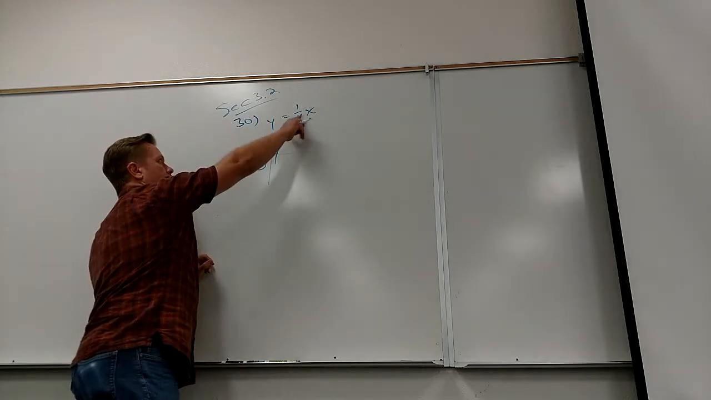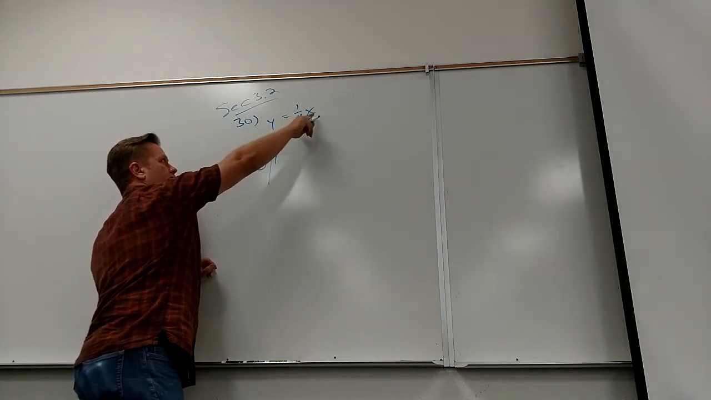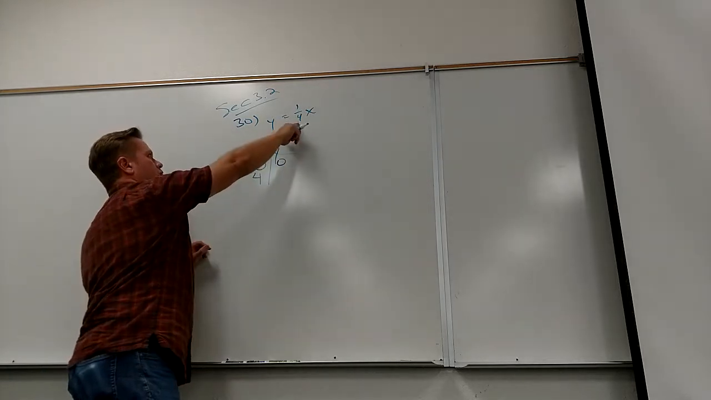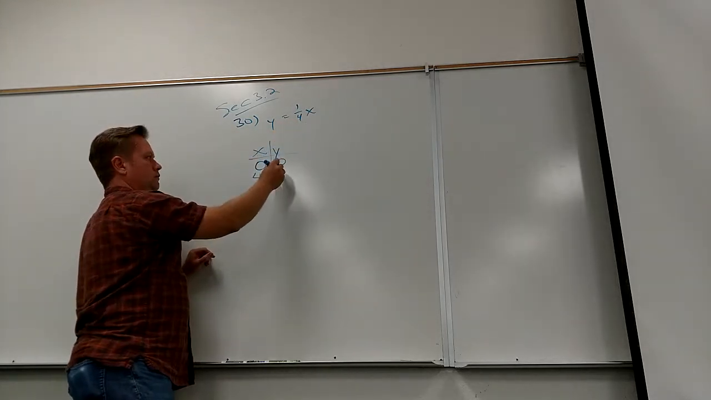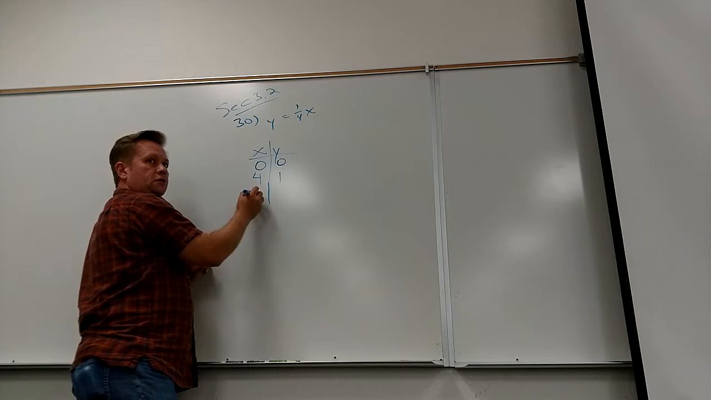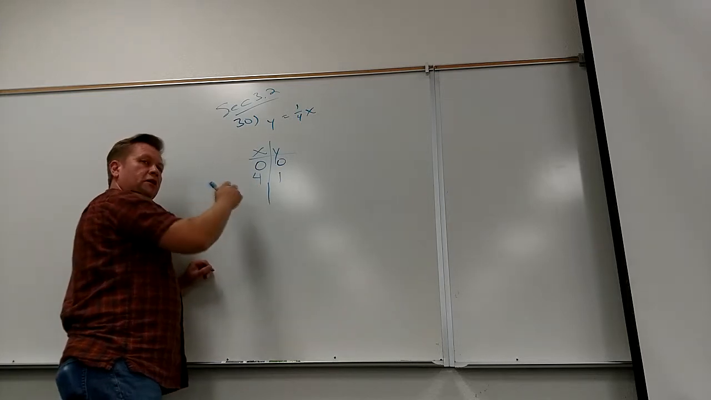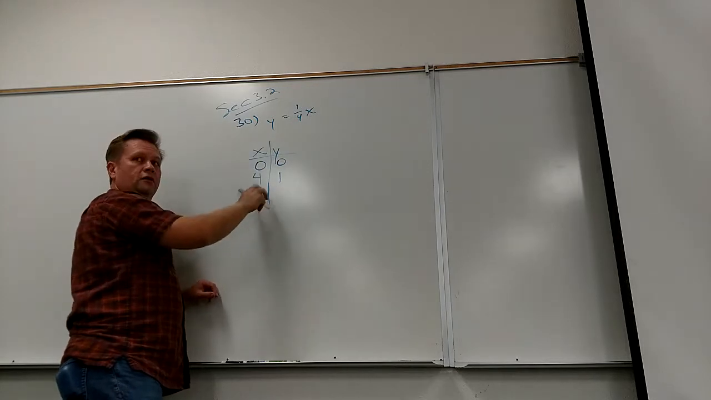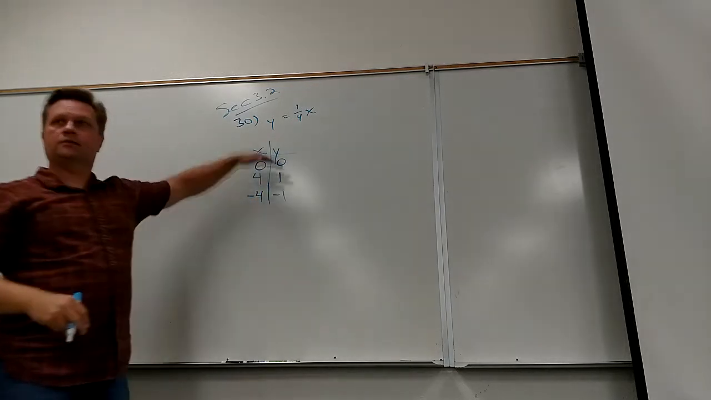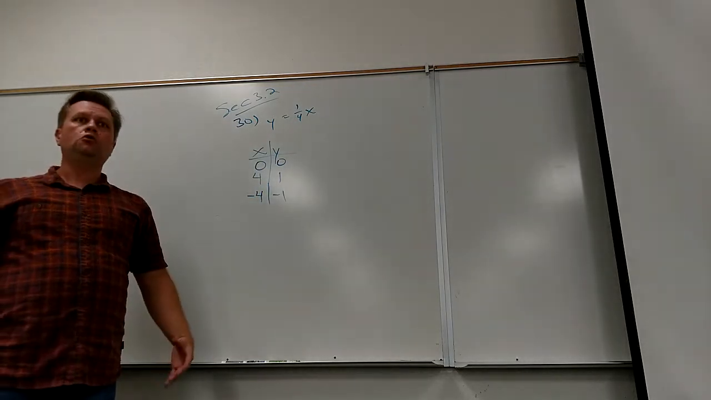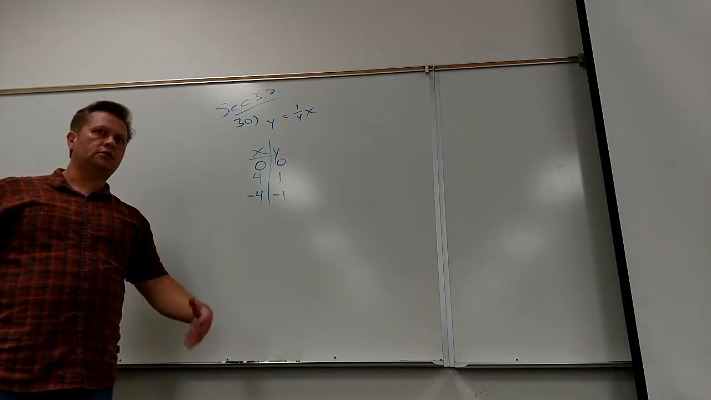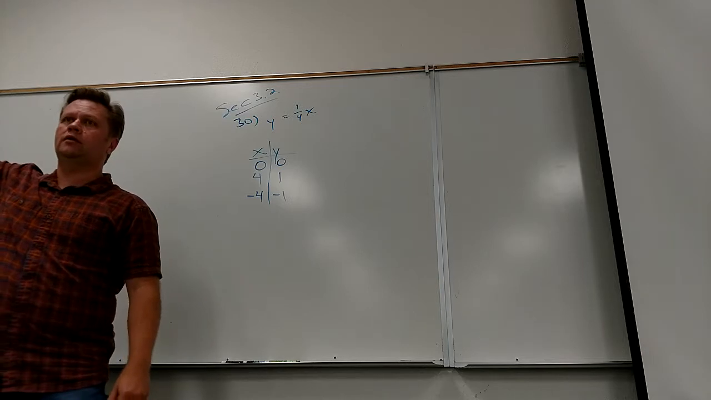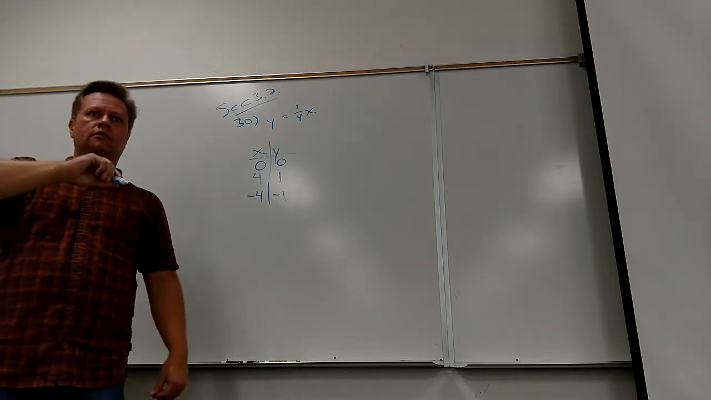What do you get when you plug a 0 in? y equals 1/4 times 0? 0. What do you get when you put a 4 in? What's 1/4 of 4? 1. What's another good thing to use? What about going the other way? -4. What's 1/4 of -4? -1. Now you've got some points to plot. You can pick which things to put in for x because you're going to connect it and pick up everything else anyway. That's why it doesn't matter which ones you pick.